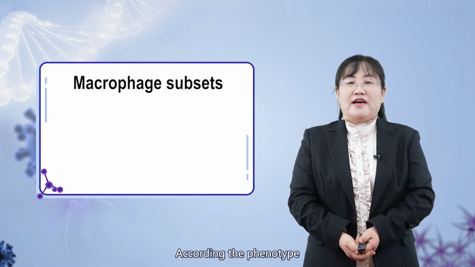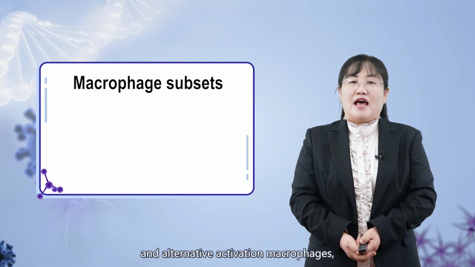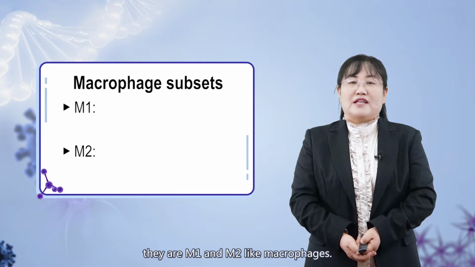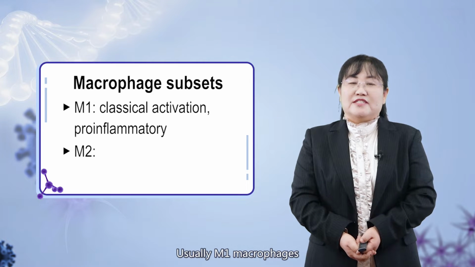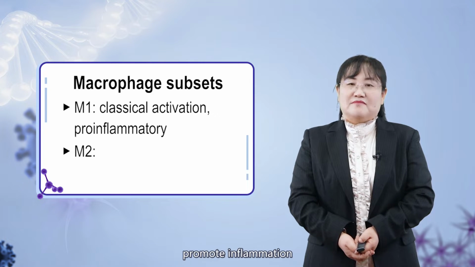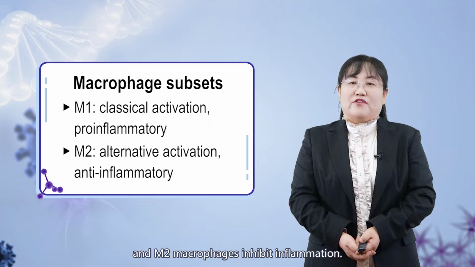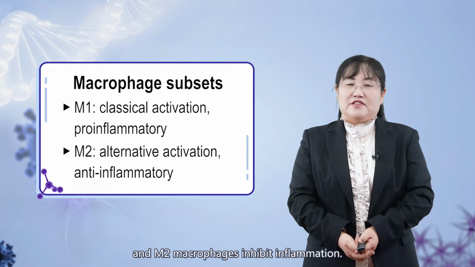According to the phenotype and secreted cytokines, macrophages are classified into classical activation and alternative activation macrophages. They are M1 and M2-like macrophages. Usually, M1 macrophages promote inflammation, and M2 macrophages inhibit inflammation.